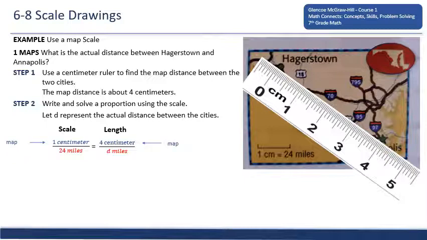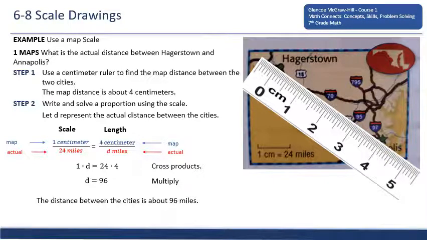So 1 centimeter on the map, and we have 4 centimeters on the map, and the actual miles for 1 centimeter is 24. So we have to find out what the actual distance in miles is for 4 centimeters on the map. And to do that, we're going to use cross products. So we end up getting 1 times D equals 24 times 4. Multiply. D equals 96. The distance between the cities is about 96 miles.